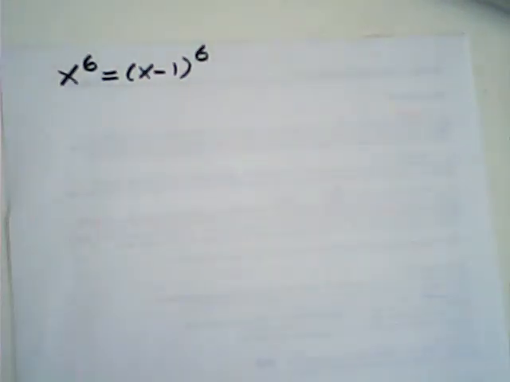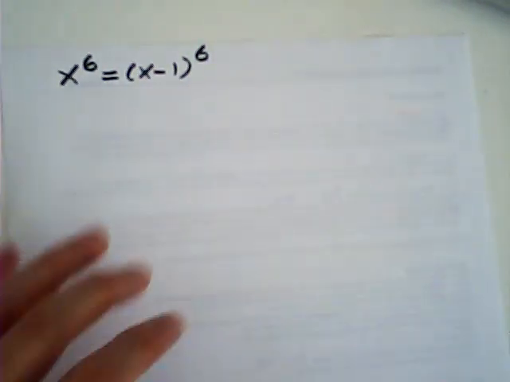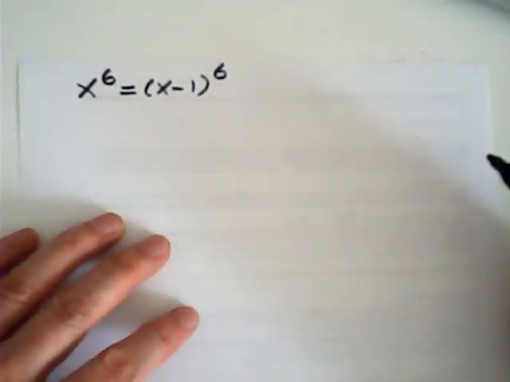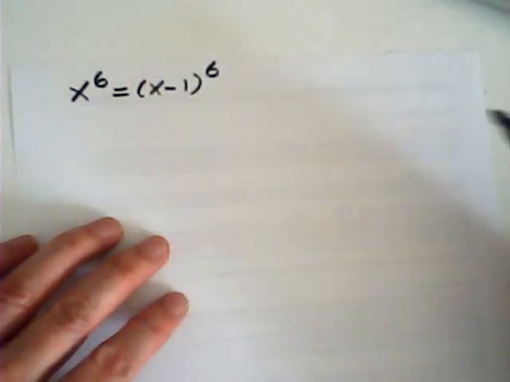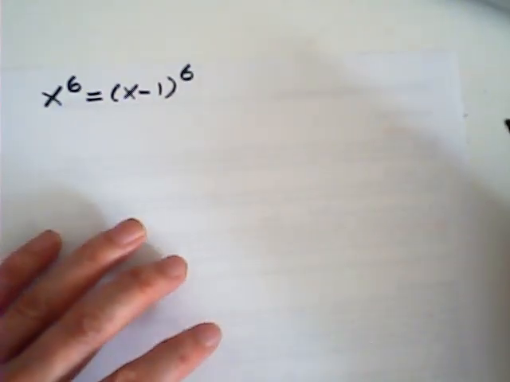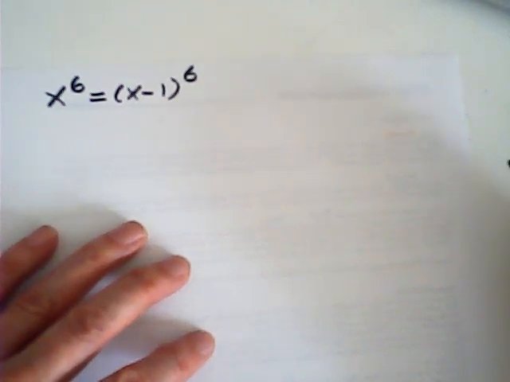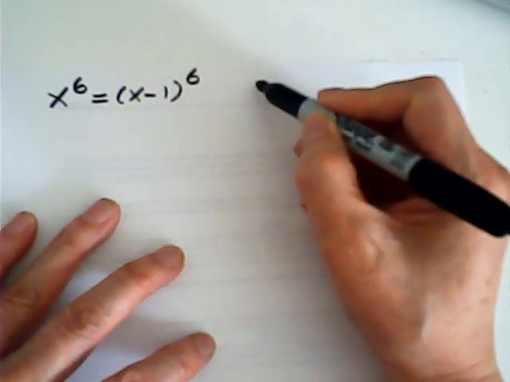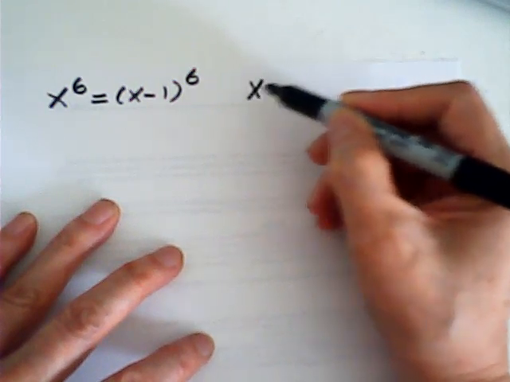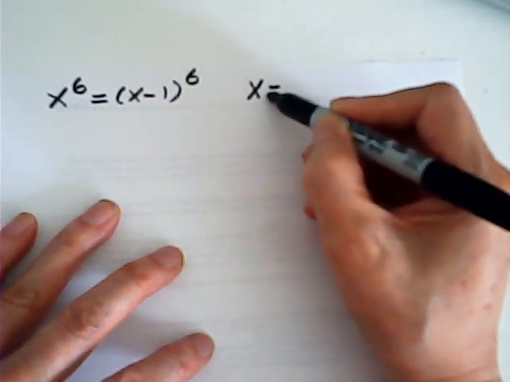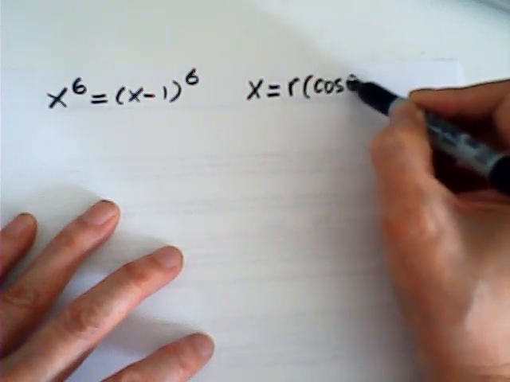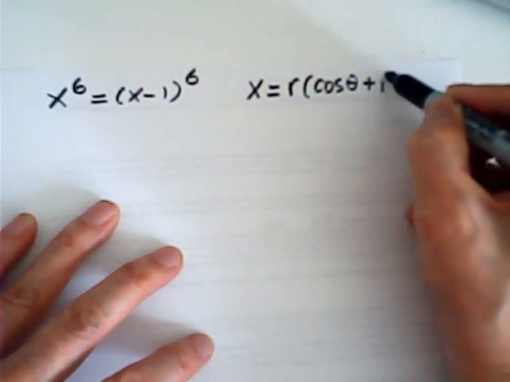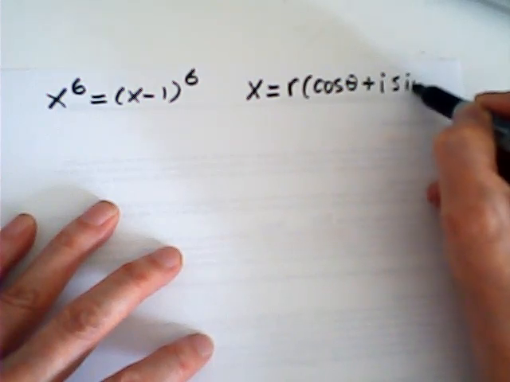I saw this question on YouTube, and I have a different method to solve this equation, so I would like to share with you. I'm using complex numbers. So x is a complex number, which is r times cosine theta plus i sine theta.